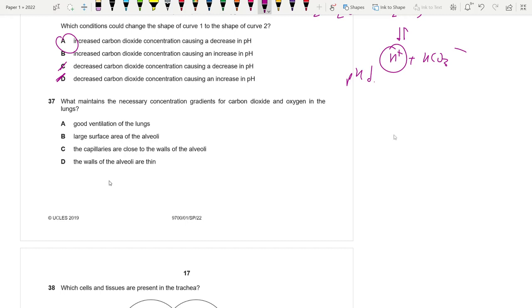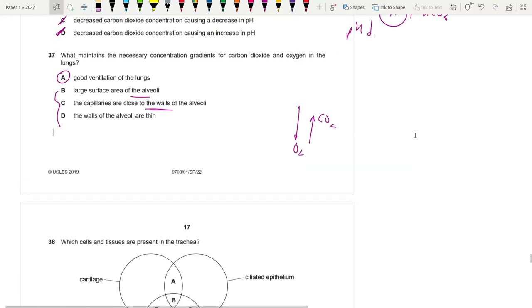37. What maintains the necessary concentration gradients for carbon dioxide and oxygen in the lungs? Good ventilation of the lungs. This is the correct answer. Okay. This maintains the gradient because oxygen is coming in and carbon dioxide is going out frequently. This helps in diffusion, right? These three help in diffusion, not maintaining the gradient.